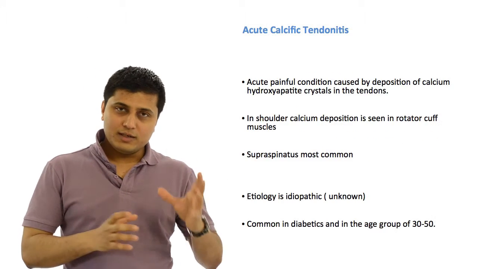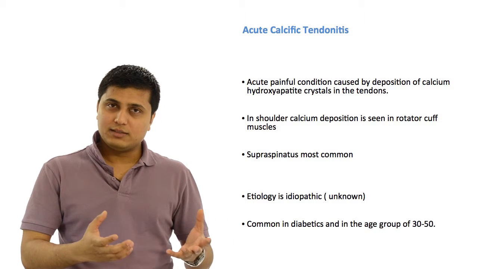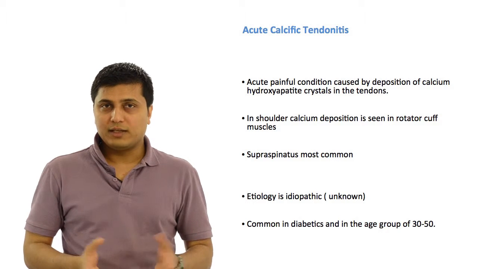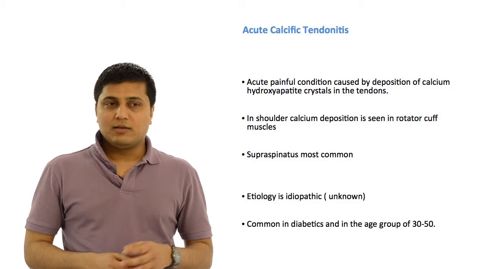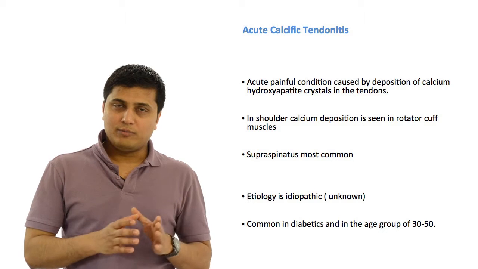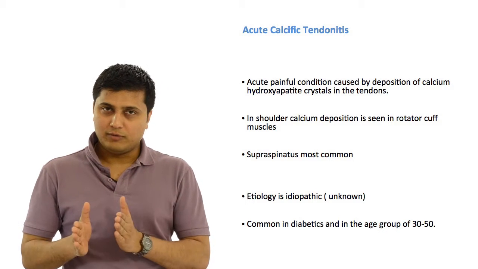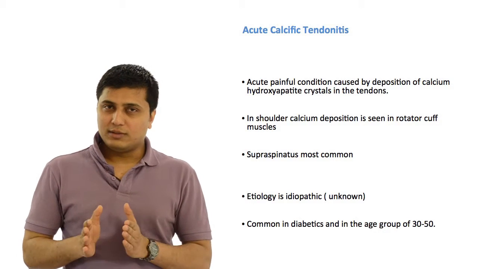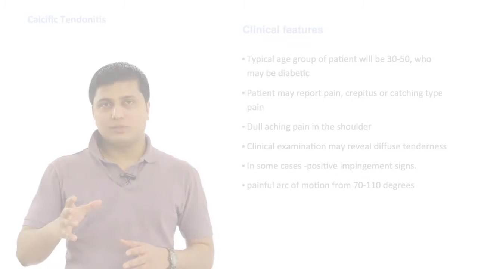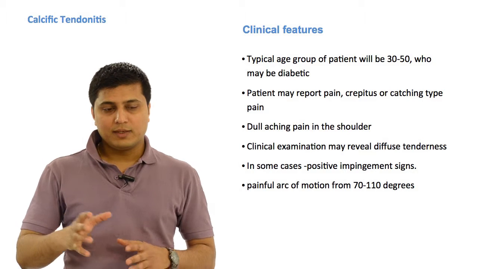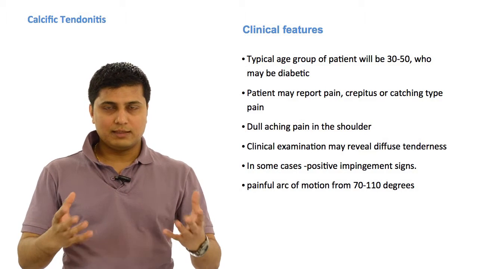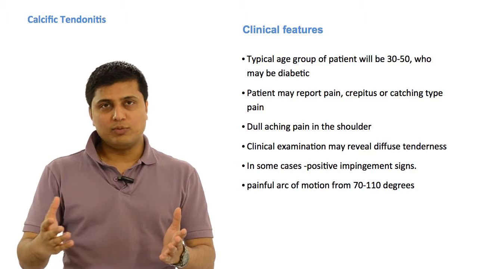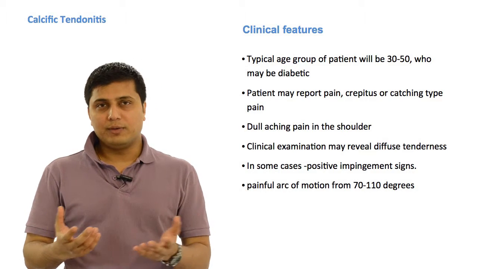So who gets affected, or why does it develop in certain people? The cause is unknown. It's an idiopathic condition. If you look into the pattern, a lot of patients within the age group of 30 to 50 are commonly affected. It's common in diabetics as well. The features of acute calcific tendonitis: the typical patient walking into the clinic would be between 30 to 50, maybe diabetic.